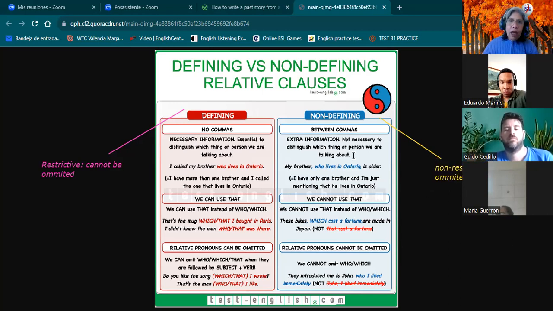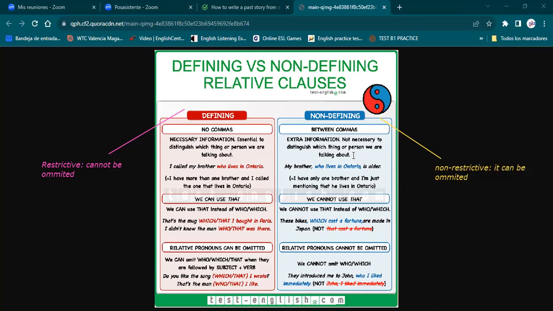Okay, so how can we know which ones are restrictive and which ones are non-restrictive? First of all, the defining has no commas. It's necessary information, essential to distinguish which thing or person we're talking about. I called my brother who lives in Ontario. This is necessary because maybe I have 2 or 3 brothers, and when I say who lives in Ontario, I'm specifying which of my brothers I'm talking about.